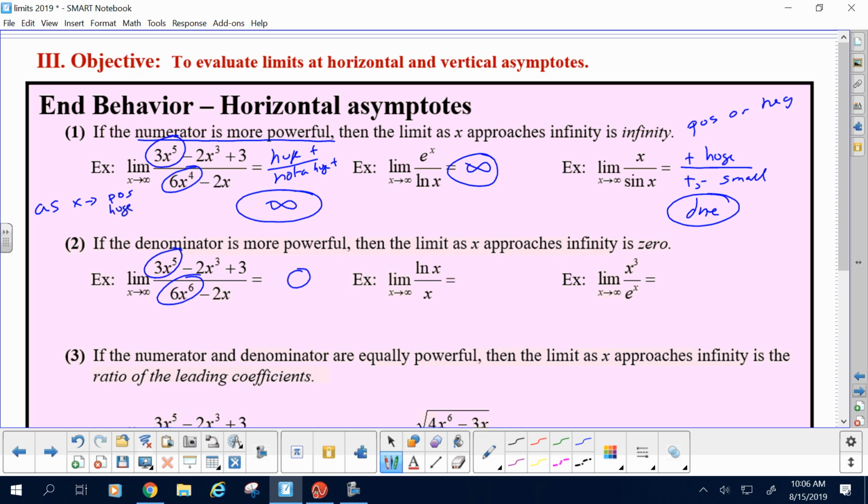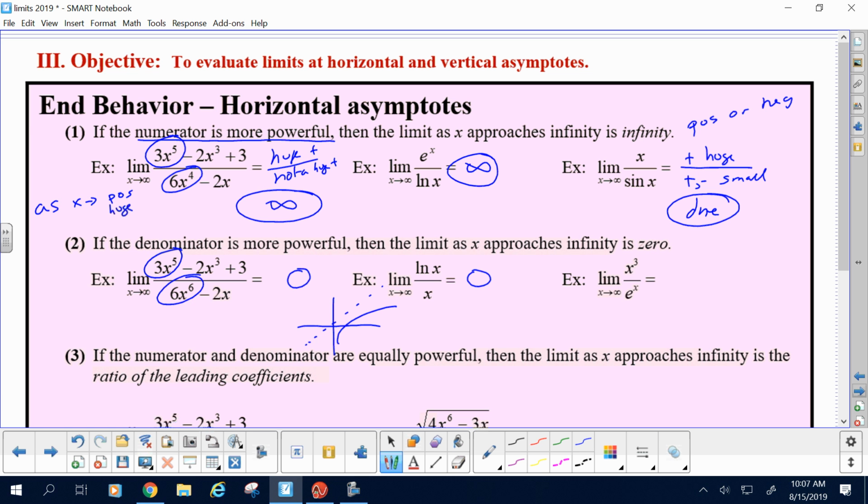What about this guy? As x goes to infinity, which one wins? Natural log or y equal x? Which has bigger y values? X, okay? They're not strong, but the log is pretty weak. So if the denominator wins, the denominator goes faster and the fractions go to 0.